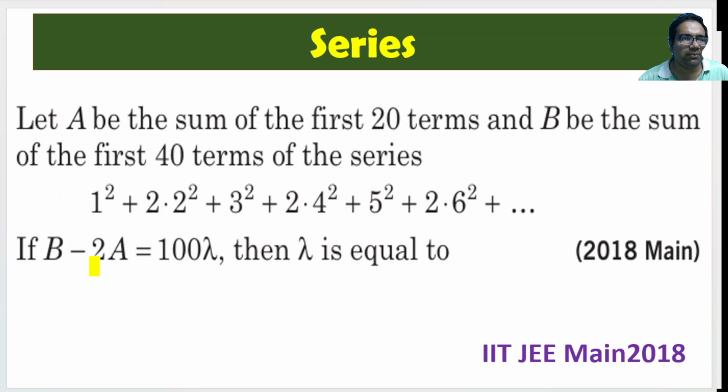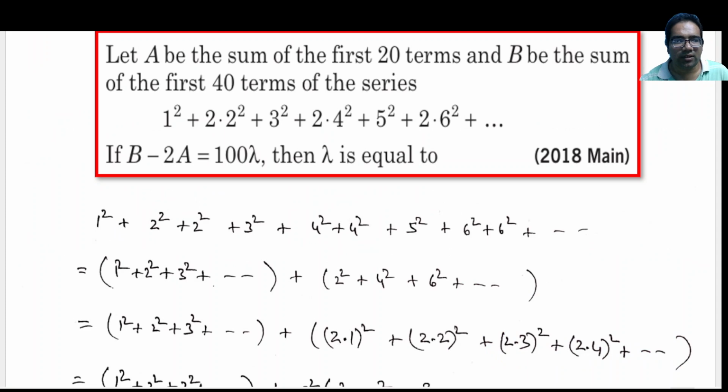Right, now B minus 2A equals 100 lambda. Then what is lambda? Okay, let's take this series and try to split it. Let's understand the series in a bit more detail and split this series.